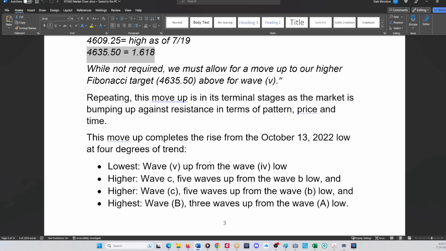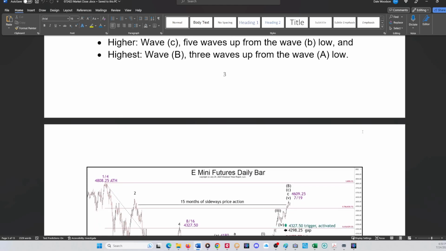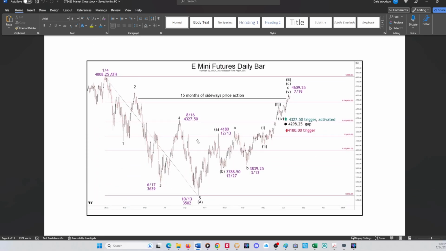I'll show you guys this on a chart. We get wave 5 up from the wave 4 low, wave C up from the wave B low, wave C at a higher degree of trend in parentheses from the B wave low, and wave B up, the largest degree of trend from the wave A low. I think we have that here. Yeah, here we do. On the E-mini futures, we got A down here. We'll go from top to bottom. There's B up. Obviously, it should not go above the 4808.25 high. You can see it went just above the 786.